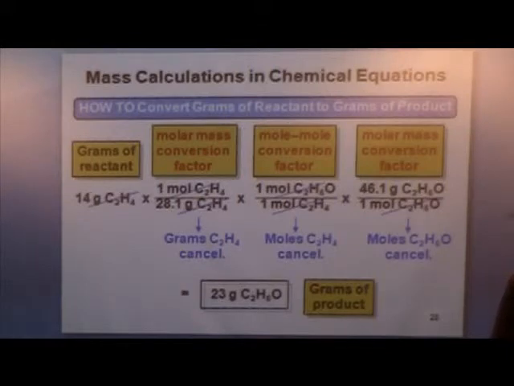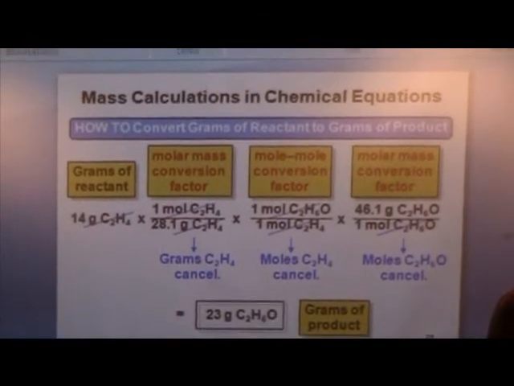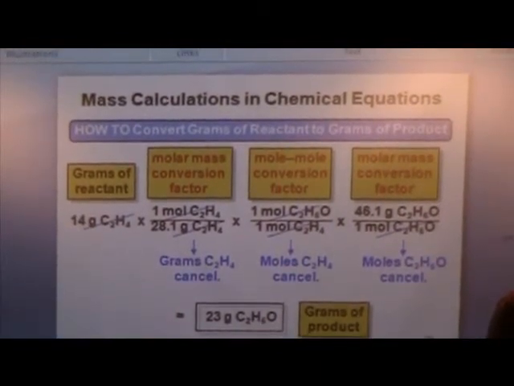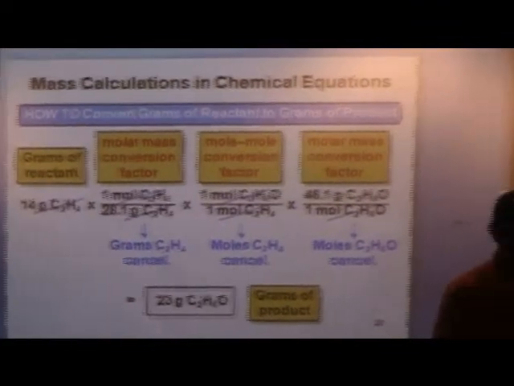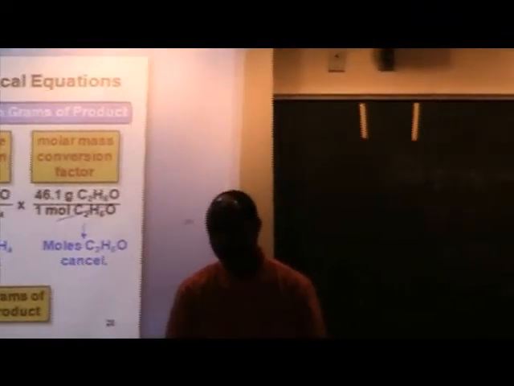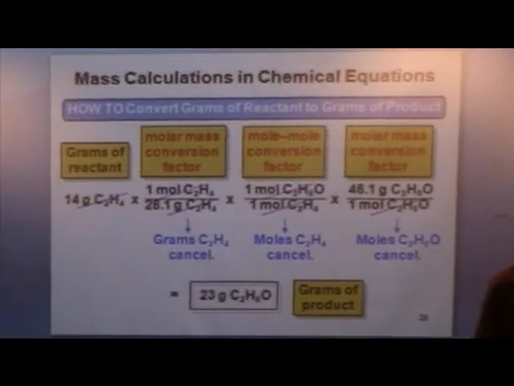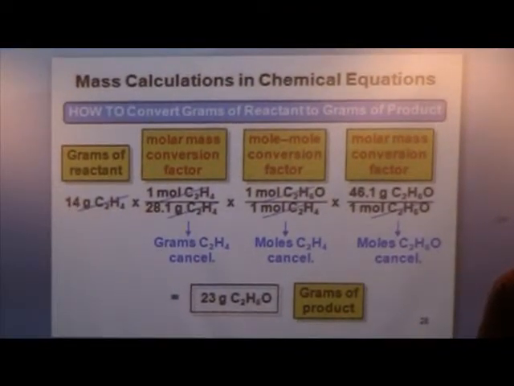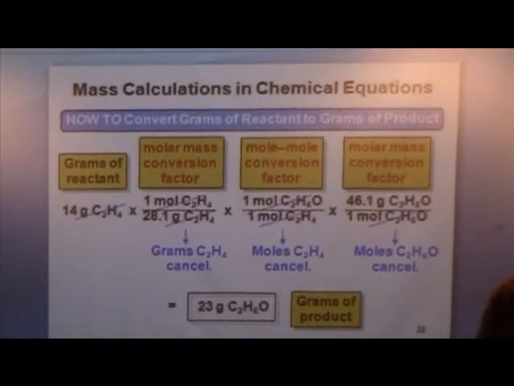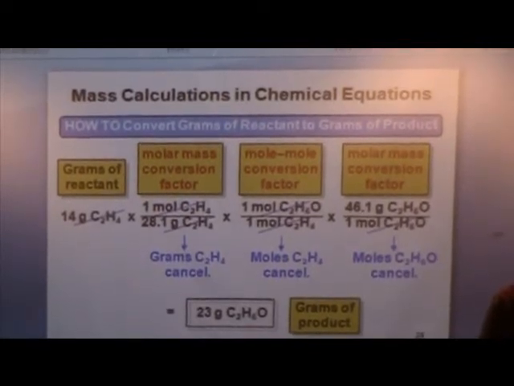Problem 5.24. What it says is, use the balanced equation N2 plus O2. What's N2? Nitrogen plus oxygen gives you nitrogen monoxide. What is the chemical formula for nitrogen monoxide? NO, yeah. It gives you NO, which is nitrogen monoxide. Everybody got that? Nitrogen plus oxygen gives you NO.